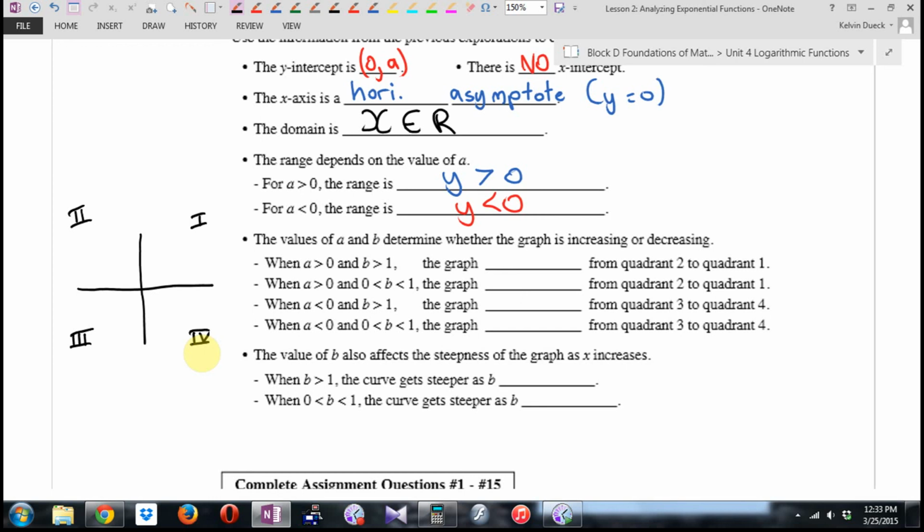So, I'm going to do an example sketch and then erase it. You guys don't need to write this down. But when A is positive and B is positive, look, when we have one of those, what does the graph do from quadrant 2 to quadrant 1? Gets bigger or gets smaller? Increases is the fancy word.